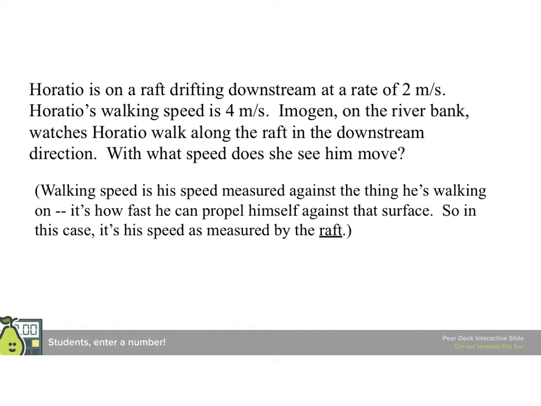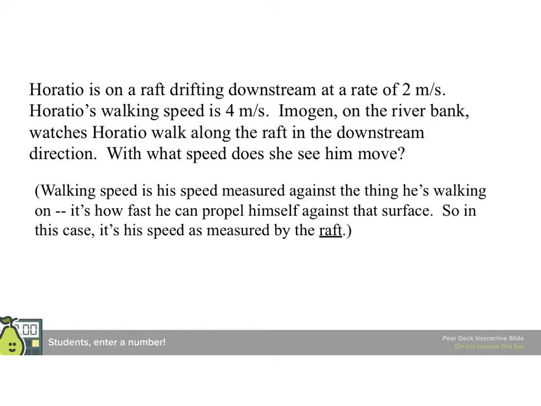his walking speed is 4 meters per second. Imogen, on the riverbank, watches Horatio walk along the raft in the downstream direction. With what speed does she see him move? As a note here, walking speed is his speed measured against the thing he's walking on. It's how fast he can propel himself against that surface. So in this case, it's his speed as measured by the raft.